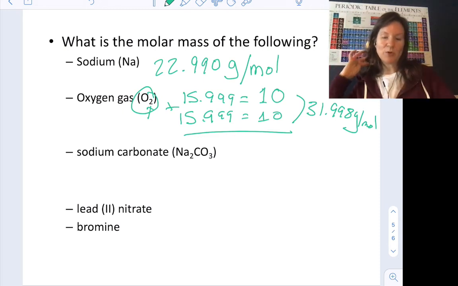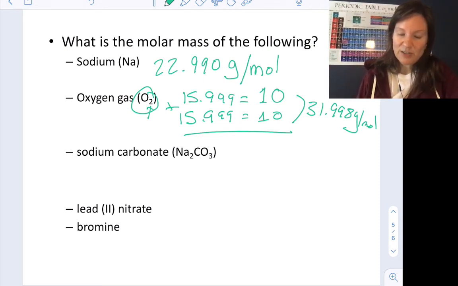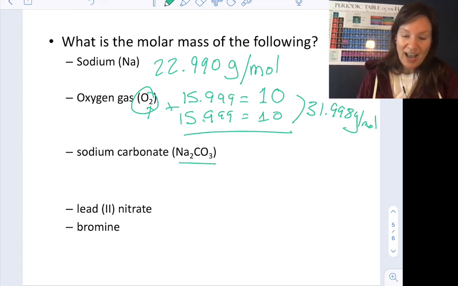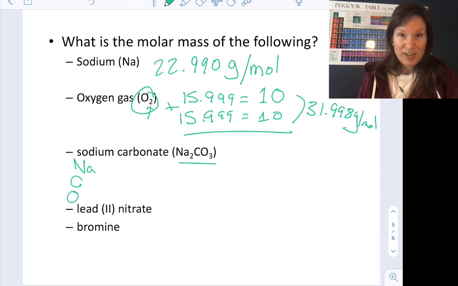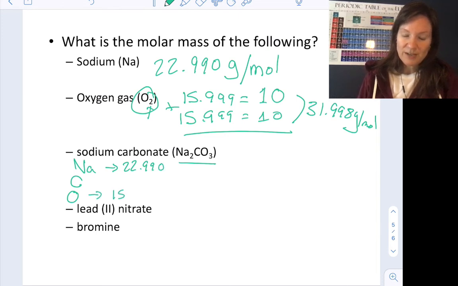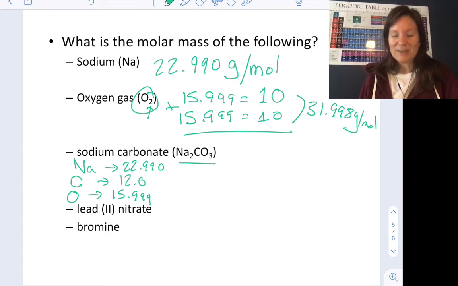Getting just a little bit more complicated down here, I have what's a molar mass of sodium carbonate. So in order to do that, I need the mass of sodium, I need the mass of carbon, and I need the mass of oxygen. So sodium we already looked up is 22.990. Oxygen we already looked up was 15.999. And carbon I referred to a couple times, but I also have it memorized. The molar mass of carbon is 12.011.